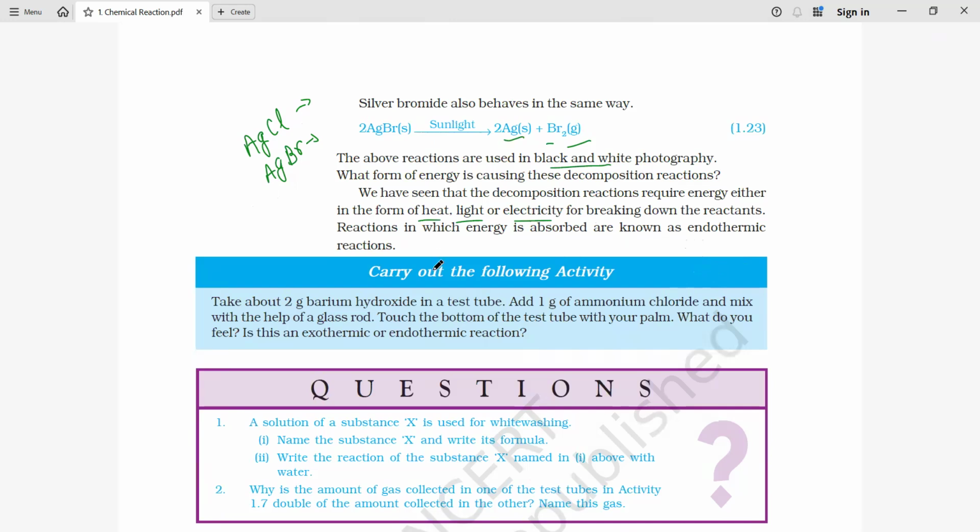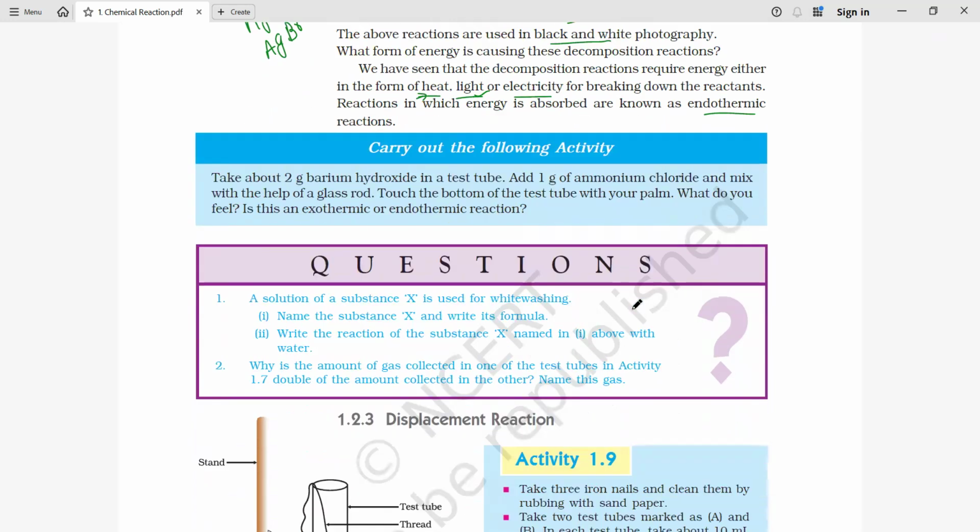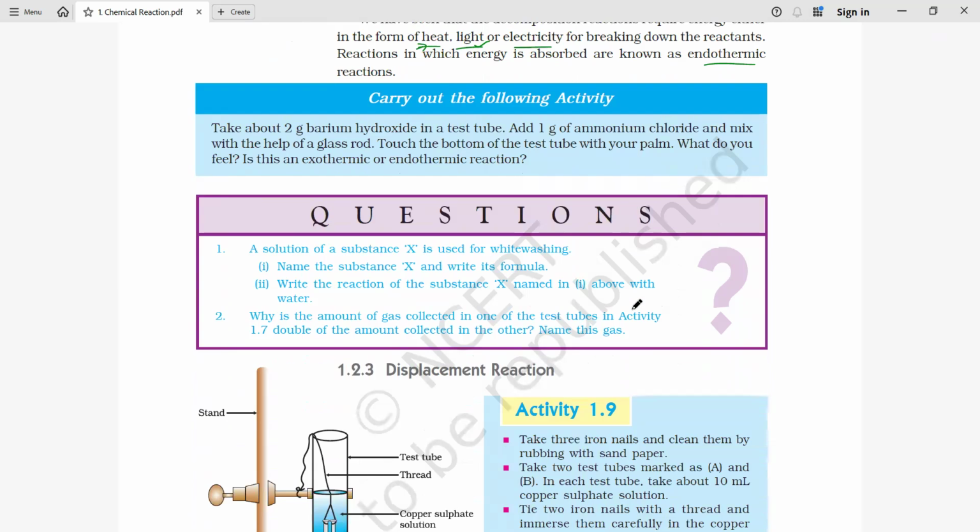So electricity is there. In silver bromide, silver chloride, light दिए और इससे पहले direct heat we have given. That's why it is an example of the endothermic reaction. Now this question, you should be able to explain if you understand the concept. Okay, if you're not able to solve this, we'll have a separate video available for this.